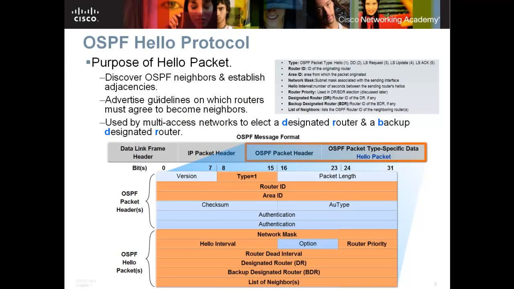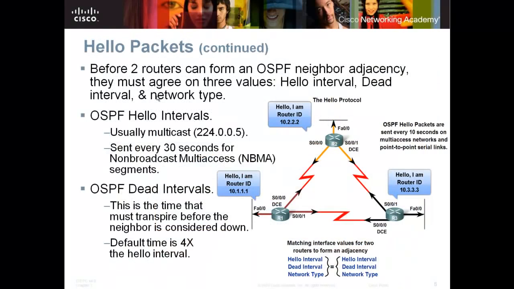Alright, so again, the hello packet just discovers neighbors, establishes those relationships, and then everything starts to work together. So in OSPF, there are 3 things that have to match in order for the 2 routers to talk to each other. The first one is the hello interval, the second one is the dead interval, and the third one is the network type.